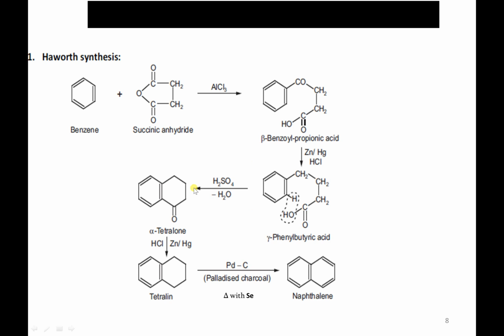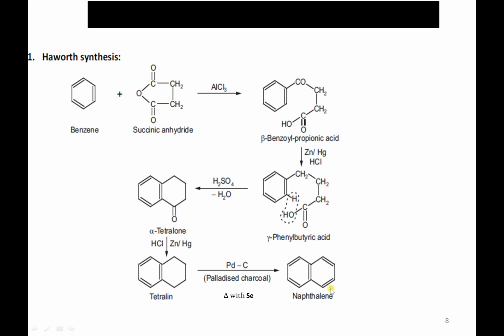Now further it is treated with a strong dehydrating agent. So one H2O is lost, and this cyclizes to alpha tetralone, which is again further subjected to Clemmensen reduction with again acidic condition, zinc amalgam, to give tetralin, and then this is oxidized with warm air over palladized carbon. This is a noble catalyst under pressure, or you heat it with selenium alternatively, and you lose hydrogens from here. You lose 2 molecules of hydrogen, 2H2, and so 2 double bonds are formed.